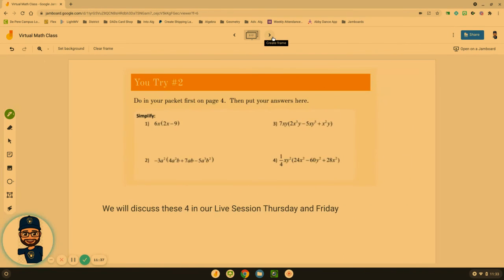All right, so in your packet, you've got 4 of them on page 4 that I'd like you to try. Okay, try those 4, and what I want you to do is make sure you bring them with you to the next live session that you're at, either today or Friday, so that we can talk about them and go through them as we continue to get a little bit more and more complex each time.